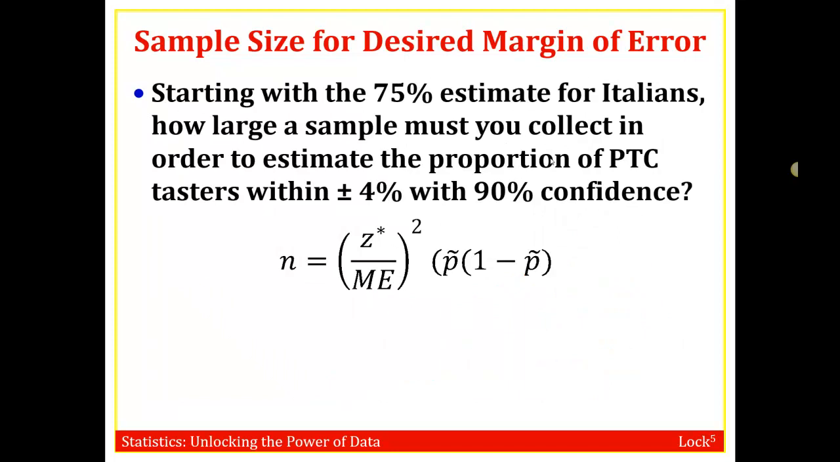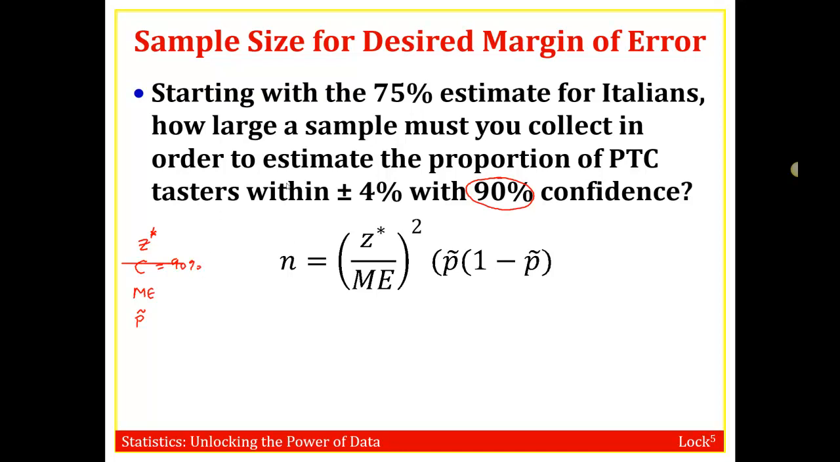All right, so here's our formula for figuring out sample size for desired margin of error, and I like to make a list of all the information that I'm going to need before I start plugging things in. So starting with z star, and z star is related to our level of confidence. We're also going to need to know ME, that desired margin of error, and p tilde, our best guess for p. So confidence level, we want to be 90% confident.